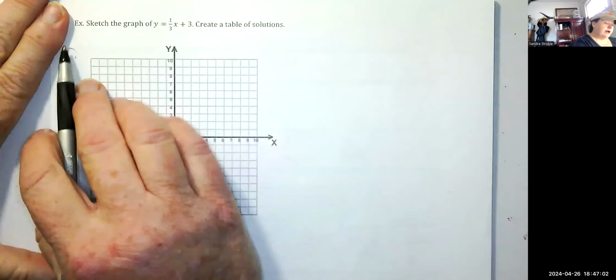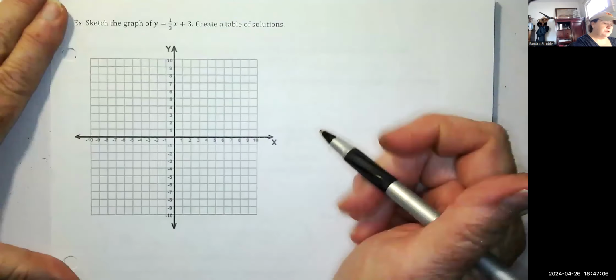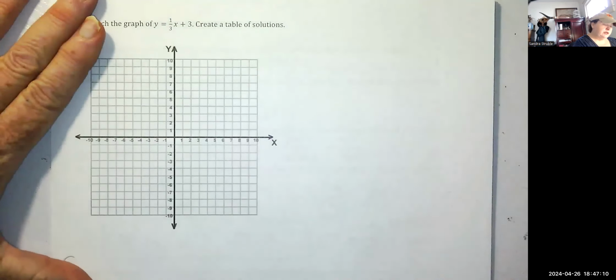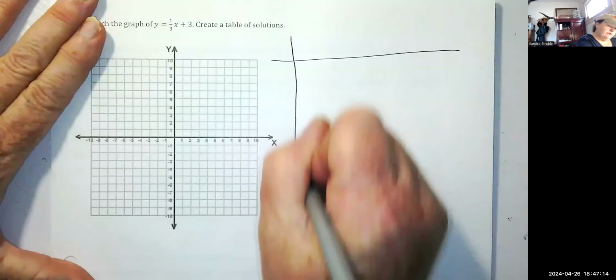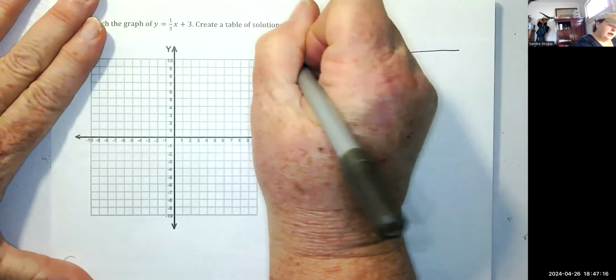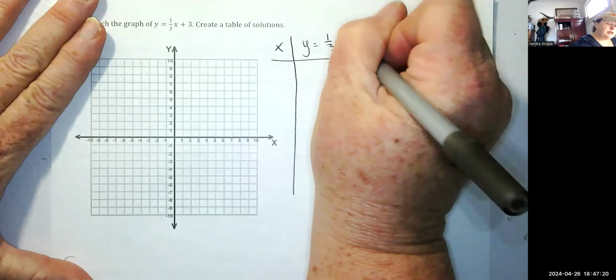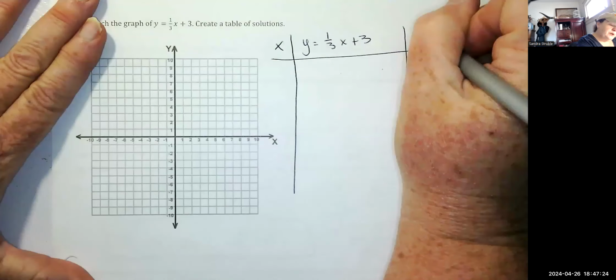All right, sketch the graph of y equals 1/3 x plus 3. Now is when you should pause the video and attempt to do this whole thing yourself, and then come back when you need help. So I'm going to set up a table where I've got my 3 terms for x. My equation's y equals 1/3 x plus 3. And then I just need my ordered pairs.